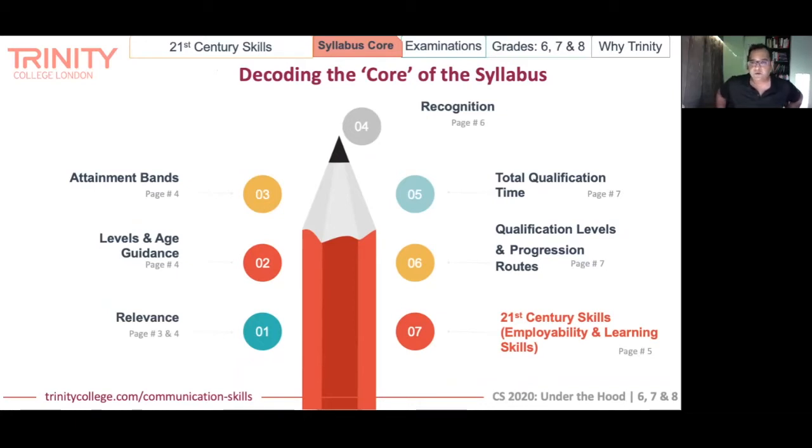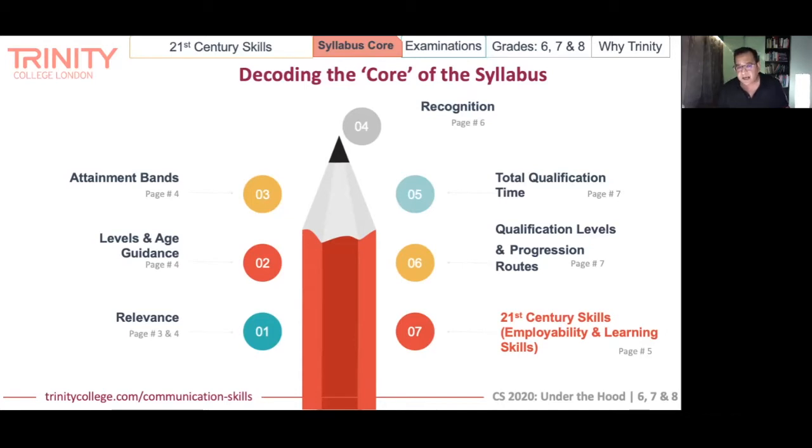And in every syllabus of Trinity, the first few pages are, in my opinion, perhaps sacrosanct, for the simple reason that they talk to you about the relevance of the skills and the assessment. And when I talk about relevance, I'm talking about real, everyday usage relevance, levels for age guidance, the various attainment bands, the recognition that these assessments enjoy, suggested qualification times to help prepare you as a teacher, how much time to put in with a student, and also how much background learning students must also have in order to prepare for an assessment. And then, of course, we look at the various levels and qualifications that may happen along the way.